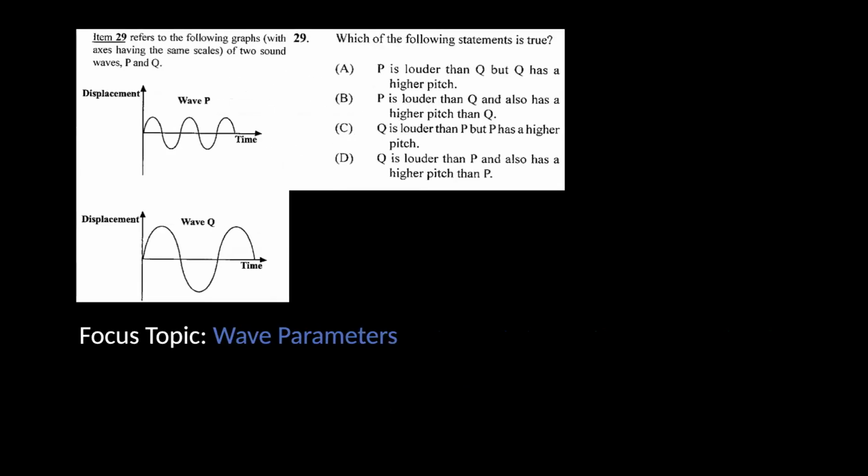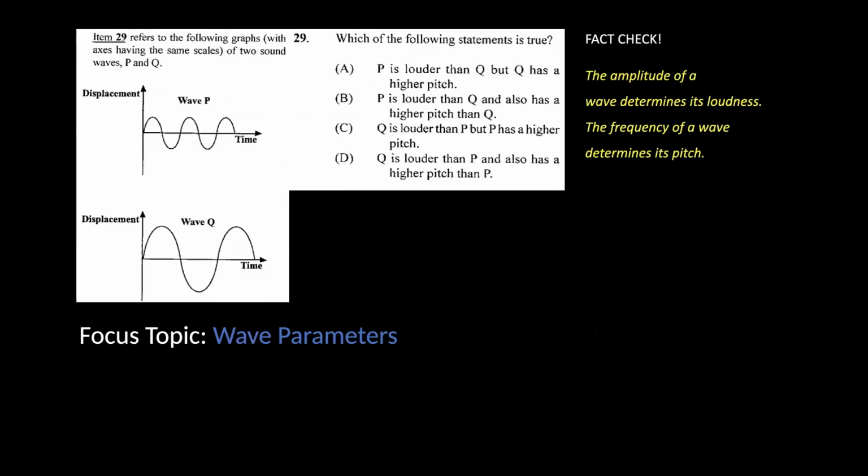And number 29, we have 2 graphs here, 2 displacement time graphs for wave P and wave Q. And we have some statements that we need to verify which is true. Now, for a displacement time graph, we can determine the amplitude of the wave as well as the frequency. Now, the amplitude determines how loud the wave is, or the sound is, and the frequency, which means how many waves there are in a given time, will give you the frequency.